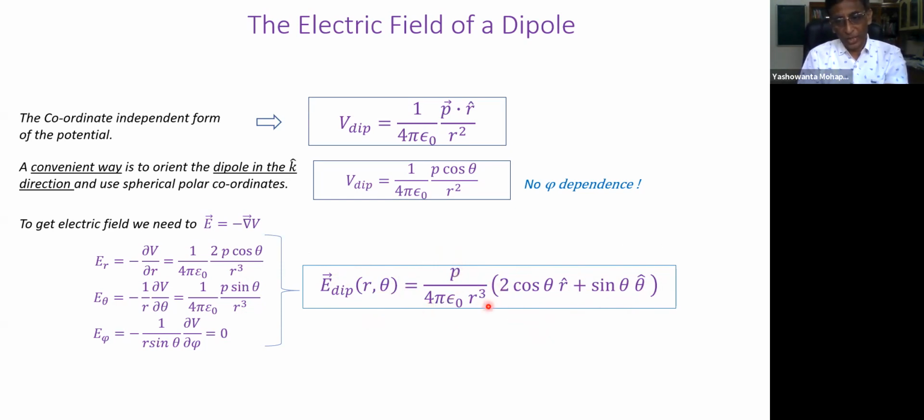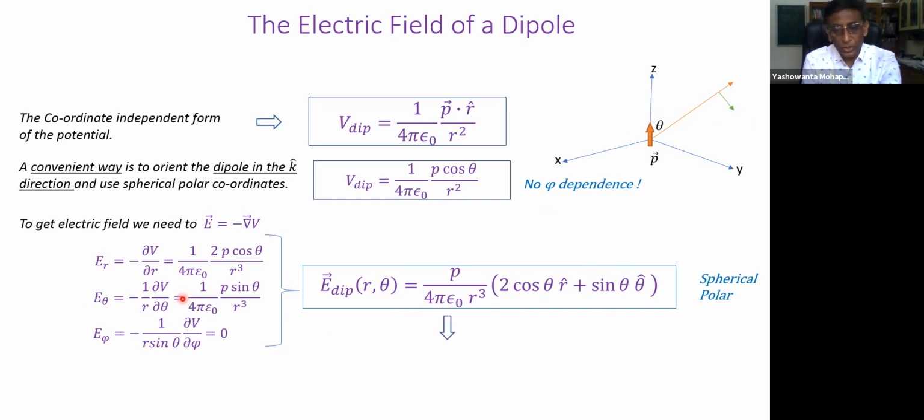Okay, so this is p by r cube, with 2 cos theta r hat coming from here and sin theta theta hat. There is no phi dependence in any case. If we conveniently arrange it such that p is pointing in this direction, only then do we get this. So I have only two components: one is the radial component and the other is the theta component. There is no phi component. That's what I wanted. So in spherical polar, that's the most convenient thing.